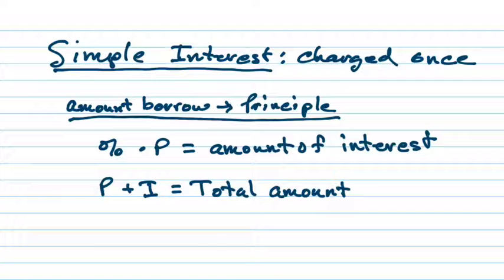Now, that's if you would keep the money for 1 year. Right? So this gives you the amount you would owe for 1 year. But what if I borrowed the money over the course of 5 years? I would pay simple interest how many times? 5 times. Okay?